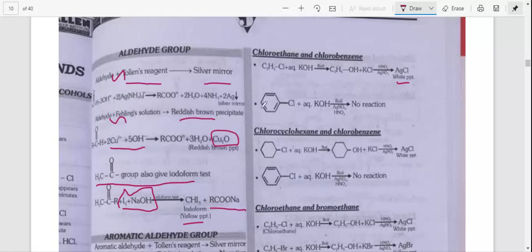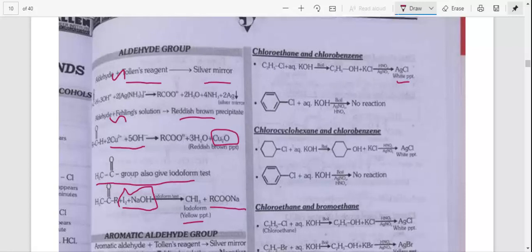Next is chlorobenzene, which with aqueous KOH will give no reaction. Chlorobenzene plus aqueous KOH will be no reaction. Sorry, it is chlorobenzene, not benzyl chloride. Chlorobenzene will not give any reaction. Then chloroethane will give a white precipitate. This is the distinction between chloroethane and chlorobenzene.